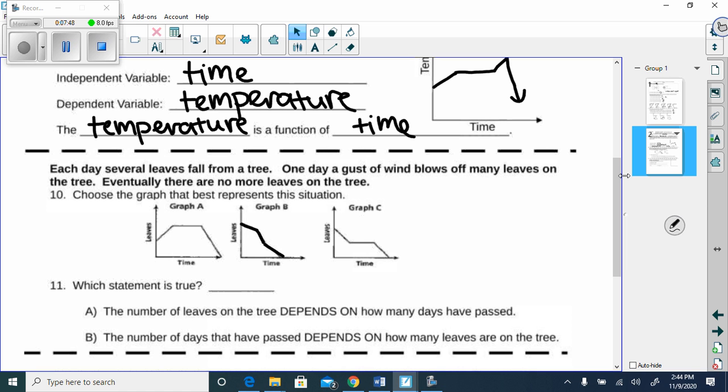Very good. All right, then it says which statement is true. A, the number of leaves on the tree depends on how many days have passed, or B, the number of days that have passed depends on the leaves on the tree. A, right. Doesn't matter how many leaves are on the tree, time's going to pass, right? Okay.